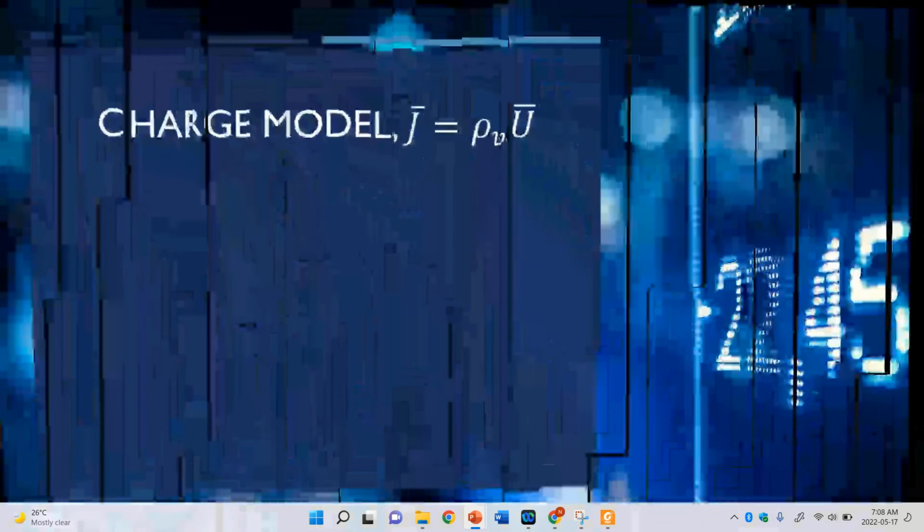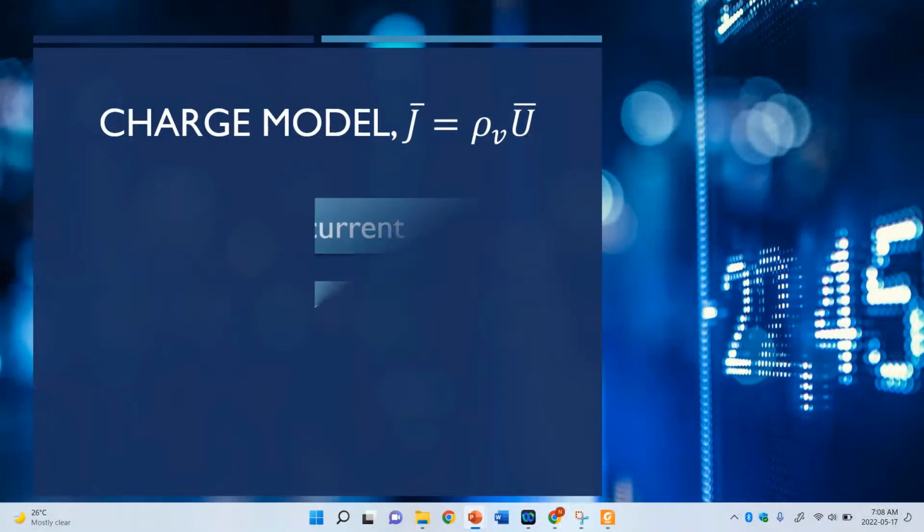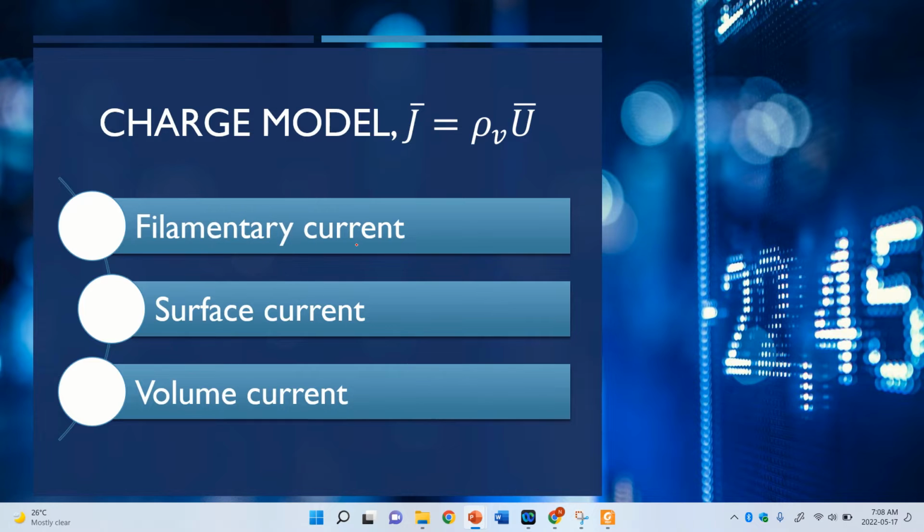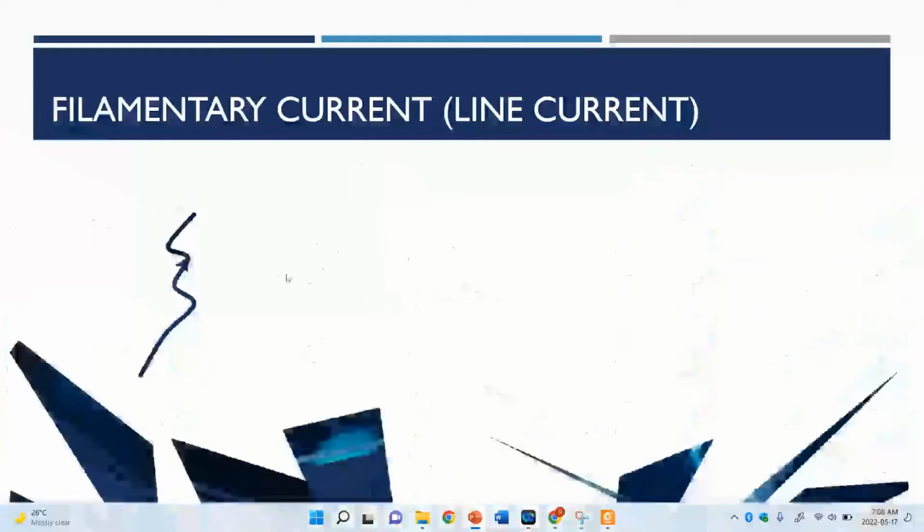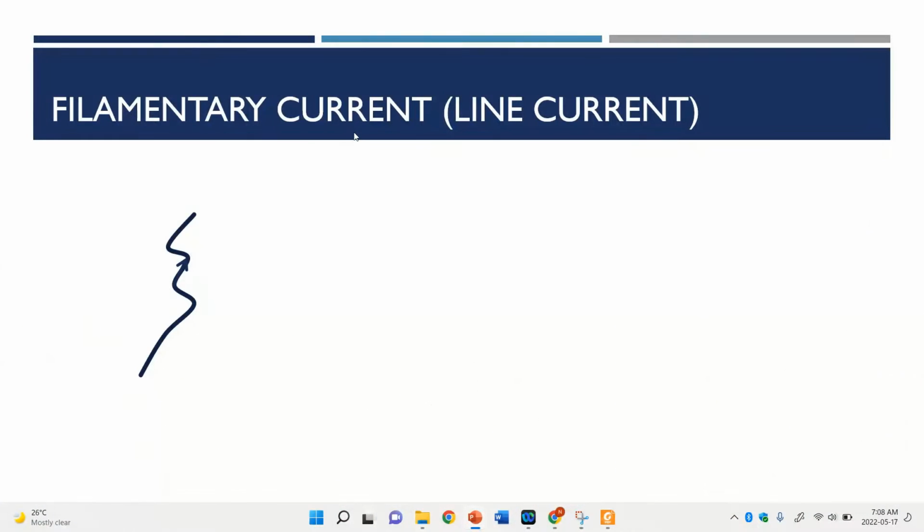Okay, into three types of charge model, which is the filamentary current model, surface current model, and volume current model. All right, so now we want to suit this charge or current density equation into these three types of model. So the first thing is a filamentary current, or it is also known as line current.